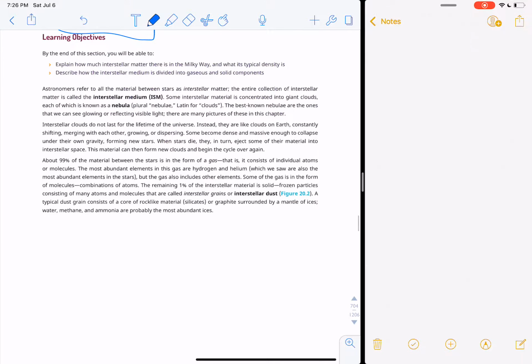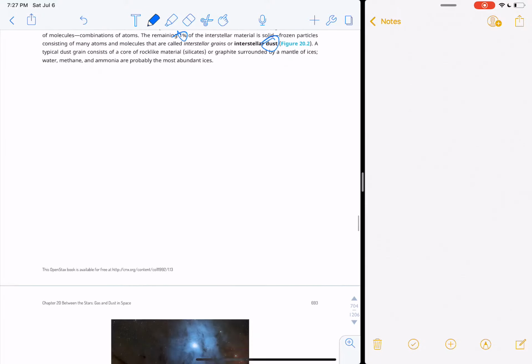Okay, and then most of the stuff is in the form of a gas, which means it's just individual atoms or molecules. It's not in the form of a solid, like a granite countertop or something. But 1% of the ISM is actually made of grains or larger things like bits of rock or ice, and that's called interstellar dust. So slightly different between the two things. Most of it's gas, some of it's dust. Just 1% is dust.